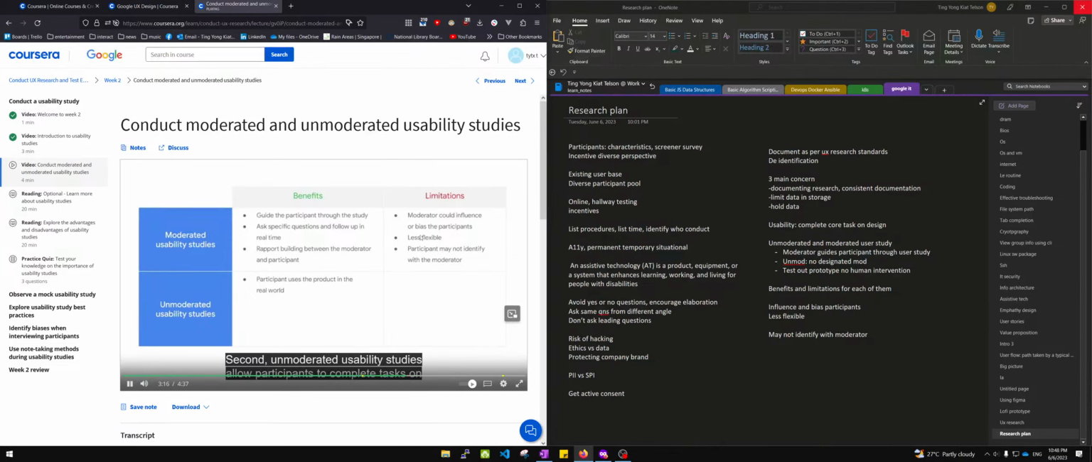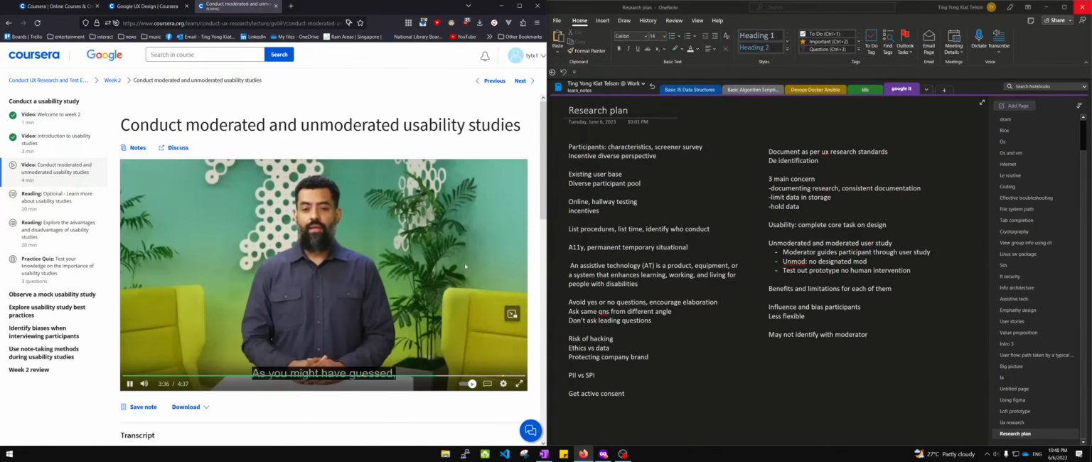Second, unmoderated usability studies allow participants to complete tasks on their own time and in their own space because there is no need for a moderator. This also makes it easier to schedule unmoderated studies. Third, depending on the subject matter, especially if it's sensitive, participants may feel more comfortable giving feedback without others around. As you might have guessed, there are also limitations to unmoderated usability studies.